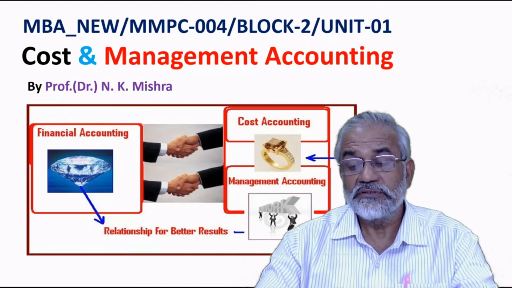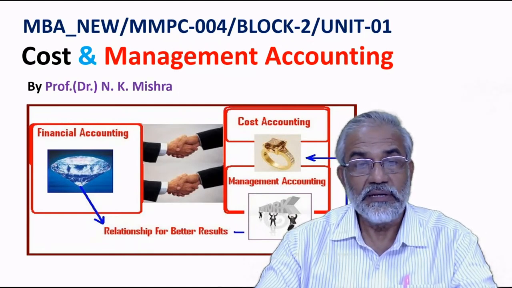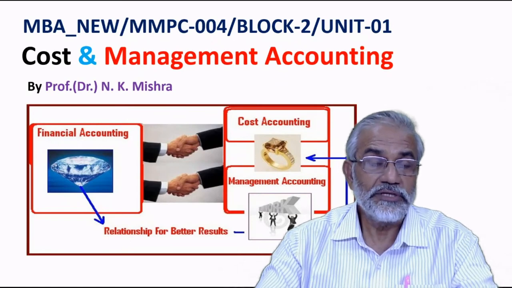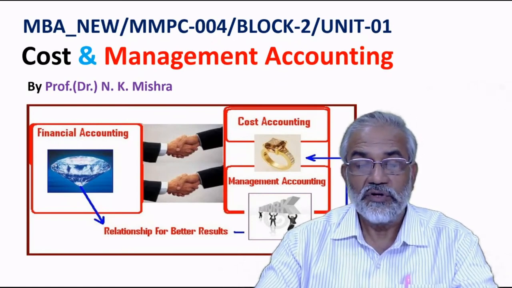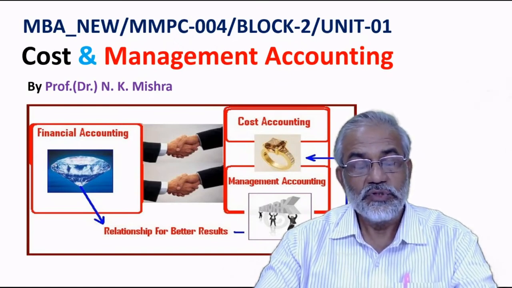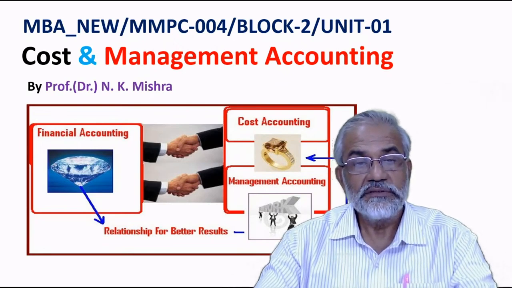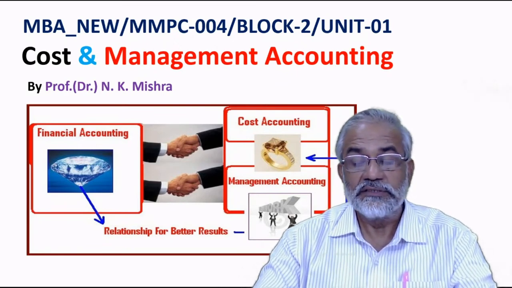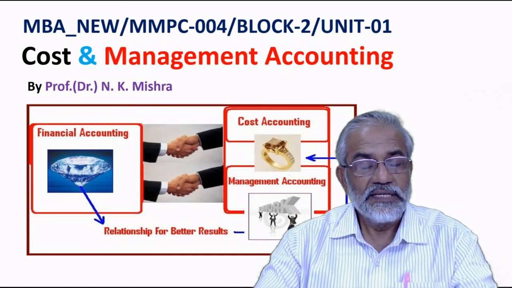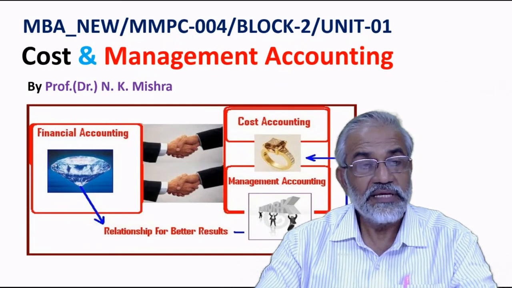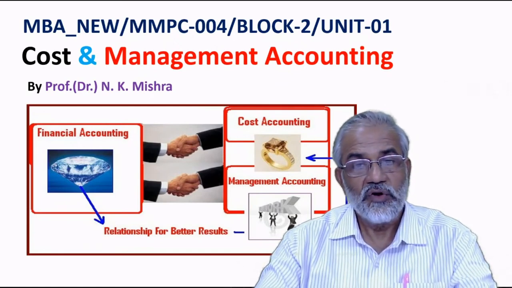The third and fourth components of cost are incurred and attributable. Incurred means what has been spent for the purpose, and attributable means what has to be allocated for the purpose of the production of any product. The third one is incurred and the fourth one is attributable. So the combination of all the four components, that is actual, notional, incurred, and attributable, is called the cost of a product.